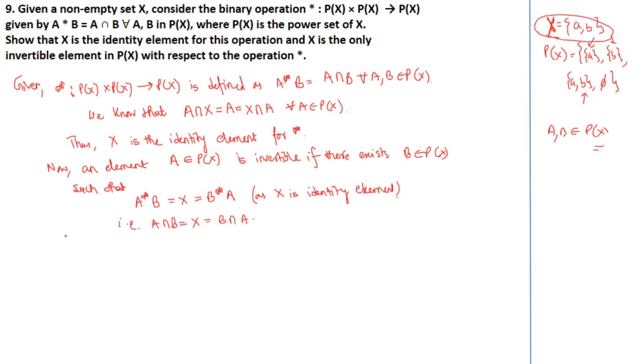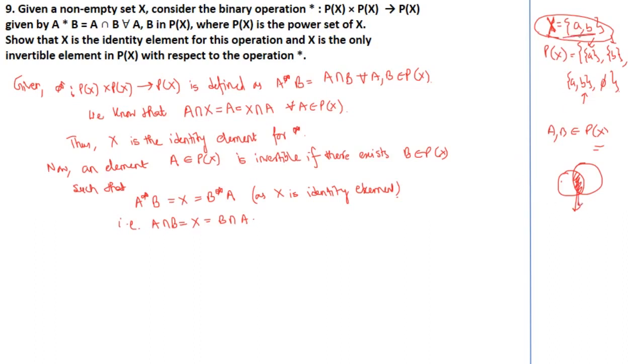Alright, so this is only possible when A and B are both X, because their intersection is common, A and B. The intersection of A and B is going to be X, and that is the same as B intersection A. This is X. So if X is an identity element and their intersection is X, it is only possible when A and B are both X, then their intersection is only going to be X. Else their intersection is not going to be an identity.